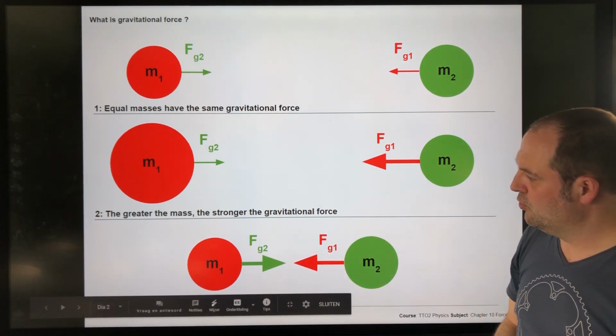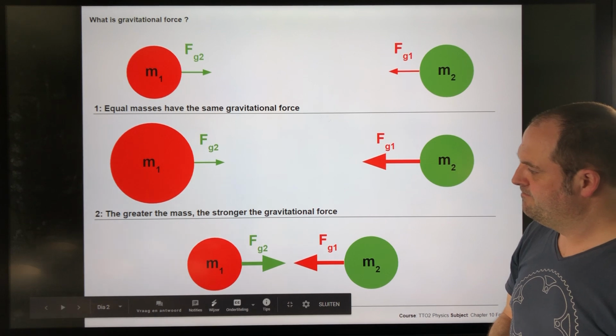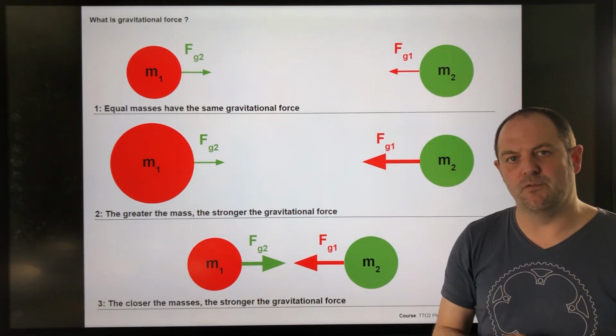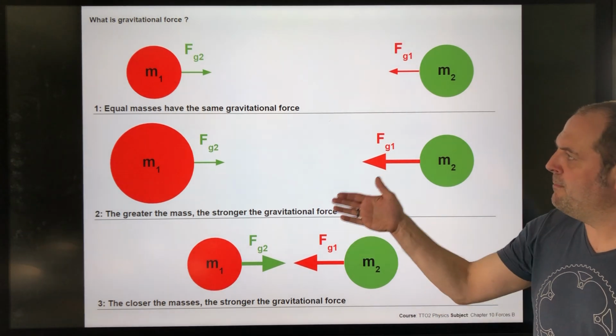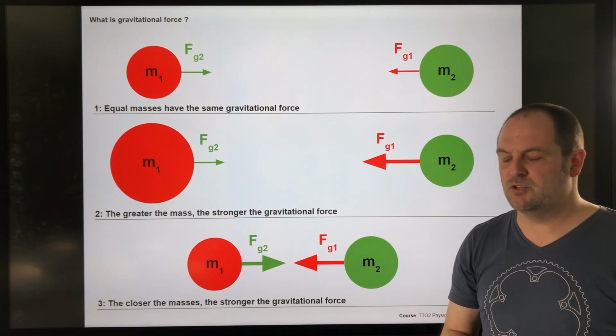So that is the third rule. The third rule is like this: the closer the masses, the stronger the gravitational forces. So you just need to remember those three rules because they are very important if you deal with gravity force.